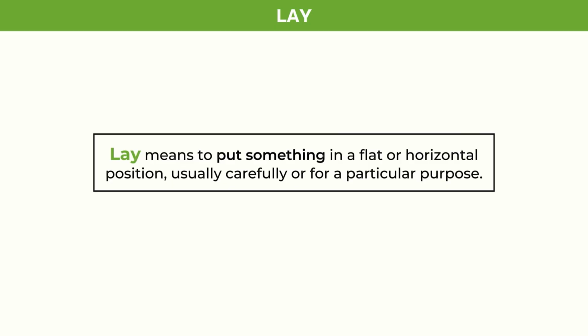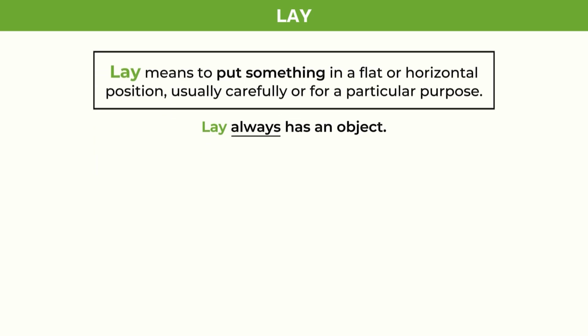Let's start with lay. Lay means to put something down in a careful or deliberate way. What does it mean? Very often, lay means to put something in a flat or horizontal position, usually carefully or for a particular purpose. The most important rule, lay always has an object. You lay something. Look at these examples.